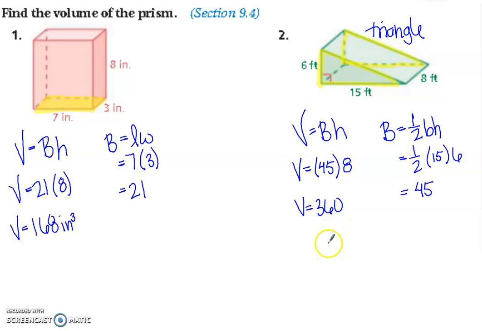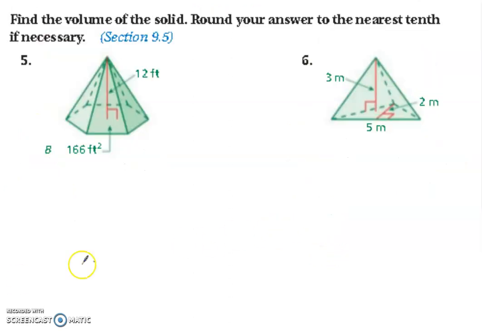Okay, let's do a pyramid. So I'm not going to do this one here. It says find the volume of the solid. That just means it's a three-dimensional shape. This is a pyramid right here. Find the volume of a pyramid. Let's get started. So I'm going to write the formula. Volume of a pyramid now is 1/3 the area of the base times the height.